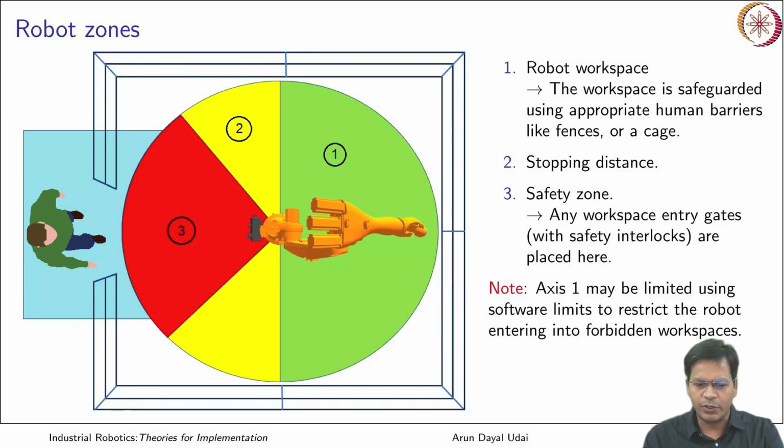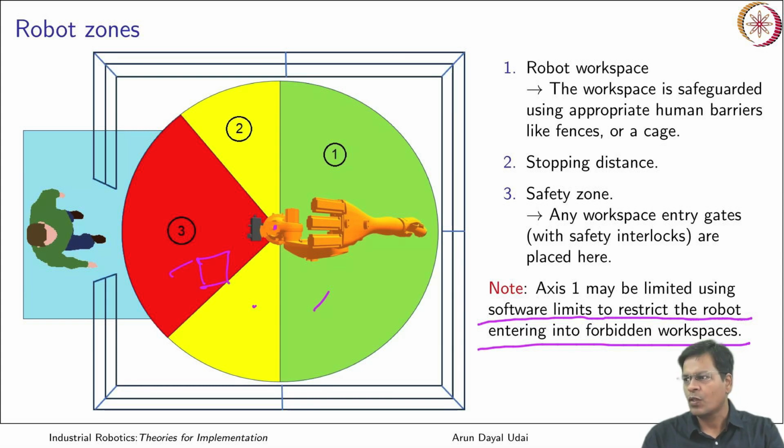So axis 1: you see, the major movement that takes you to different zones is axis 1. That is the first axis in the robot, which is vertically upward. Axis 1 may be limited using software limits to restrict the robot from entering a forbidden workspace. This may be one of the forbidden workspaces where you may have some objects also. You don't want your robot to go there. In that case, the axis 1 joint angle may be limited. That feature is there in the robot. We have discussed it earlier.